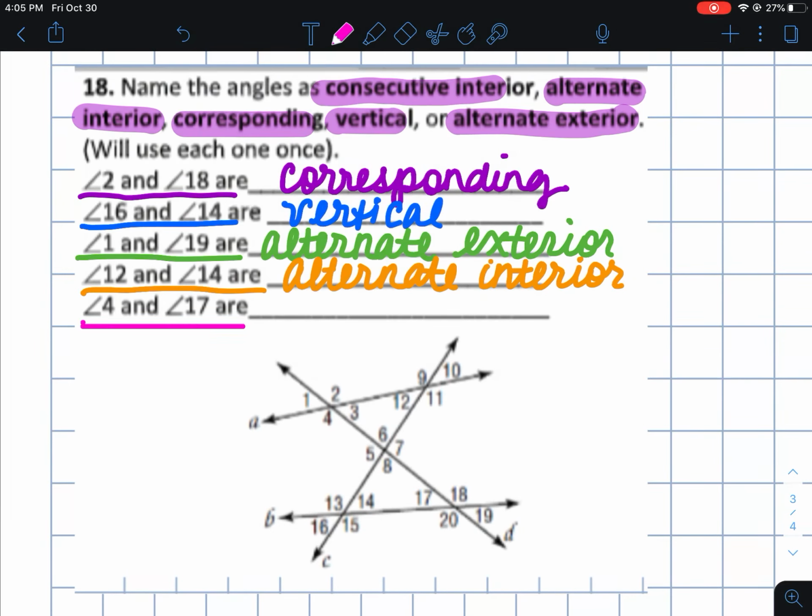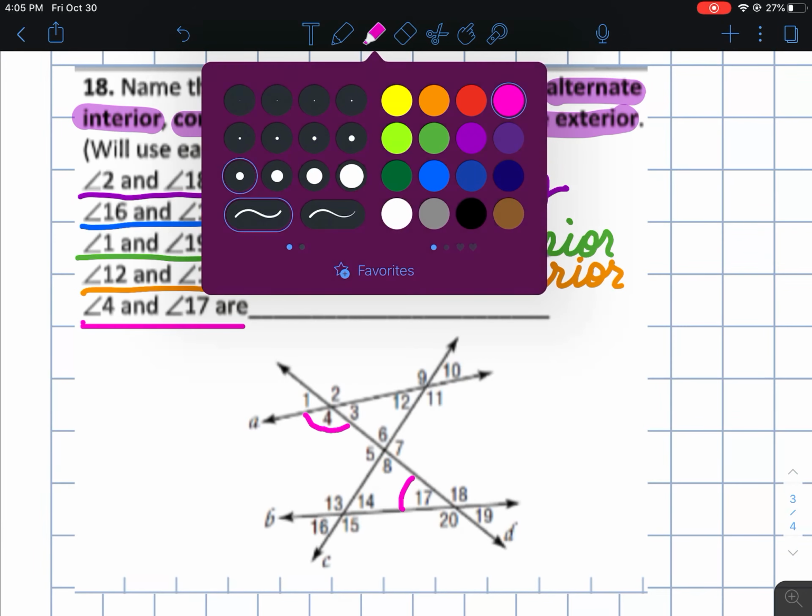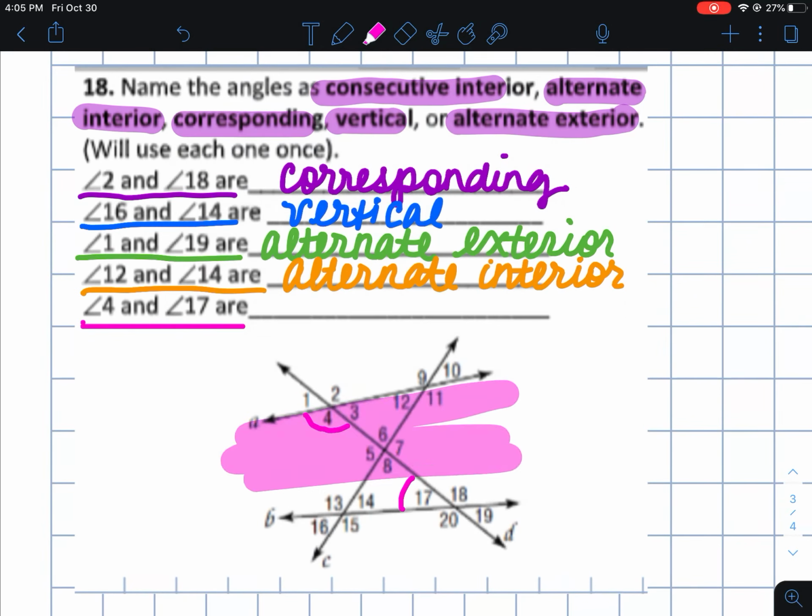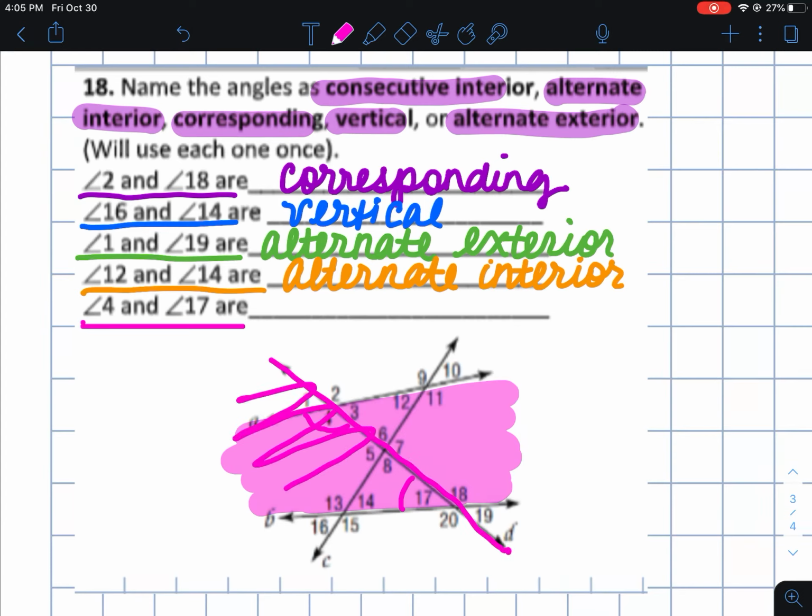We got angle 4 and angle 17. There it is. Again, it looks like both of these are on the interior. The only one we haven't used yet is consecutive interior, but look. Oh, I didn't mean to use that one. There we go. Both of these angles are on the same side of the transversal. So yeah, that's consecutive interior.